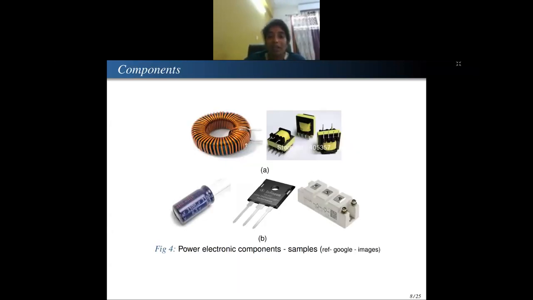Okay, these are all the practical components. These are the switches, Semikron-made switches. This one is also. This is Infineon, one of the famous companies that make switches. This is a capacitor, an electrolytic capacitor. This is a toroidal core inductor, and this is a normal inductor, which we use in making the power electronic system.